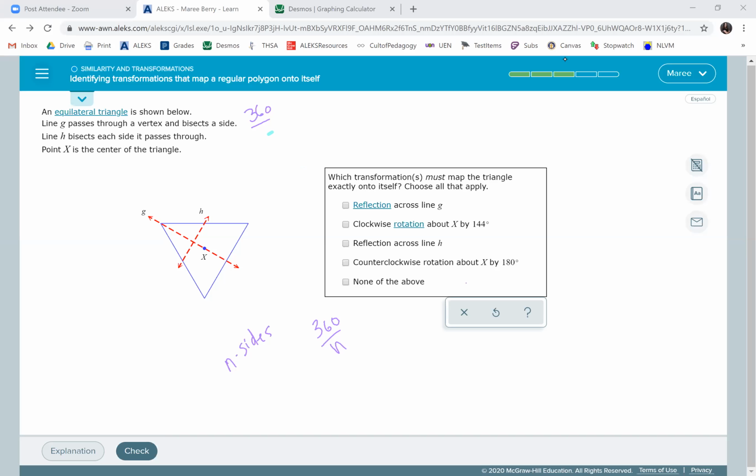Okay, so this is a triangle. We've done this before where we divide by 3 and we get 120. So we're going to have 120, 240, 360, 480, etc. Those would be the degrees for rotation. Reflection across line G. So we're going to go like that and look at the reflection. Yes, that works. Clockwise 144, nope, that's not in our list of numbers. Reflection across line H, nope. 180 degrees, nope, because that's not in our list of numbers. So no, that's it, just the reflection.